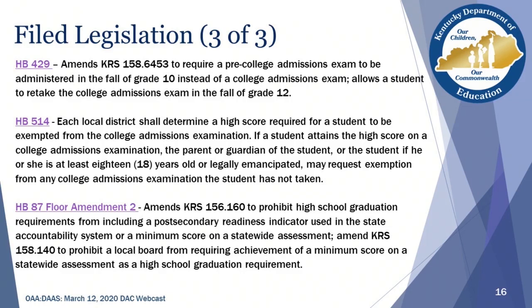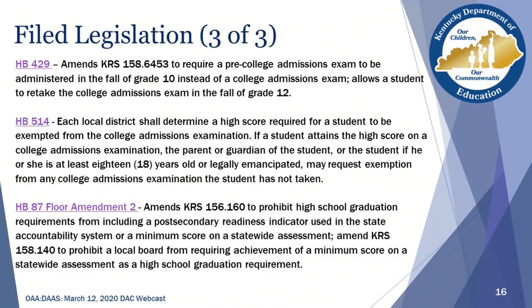House Bill 514 requires that each local district shall determine a high score required for a student to be exempted from the college admissions exam. If a student attains the high score on the admissions exam, the parent or guardian of the student, or the student, if they're 18, may request exemption from any college admissions exam the student has not taken.